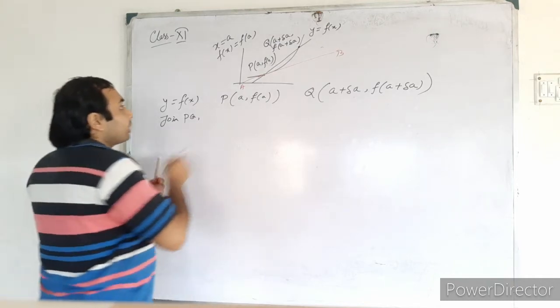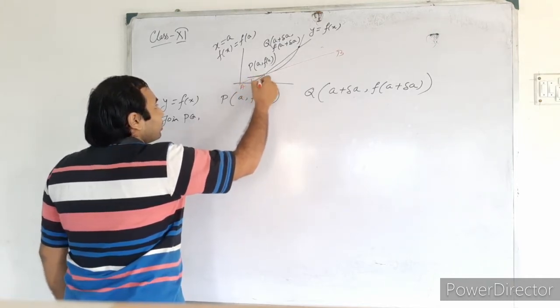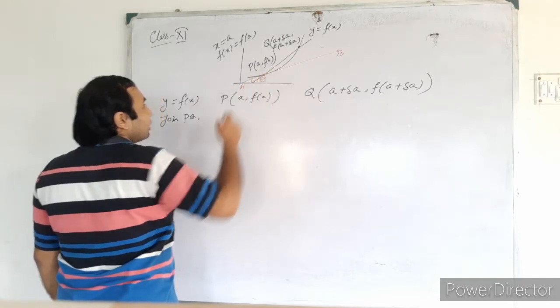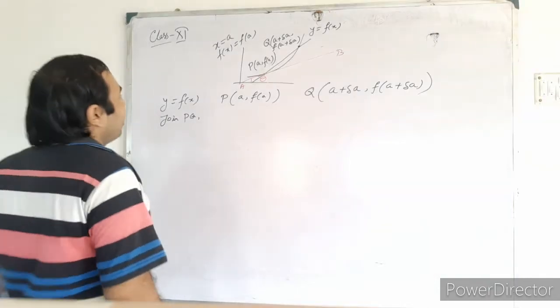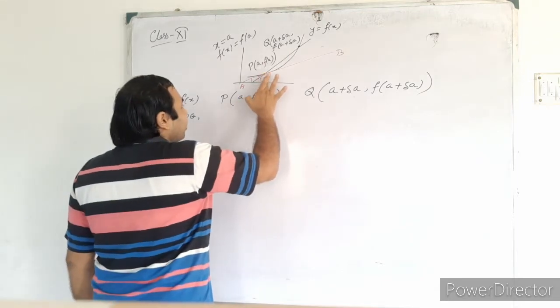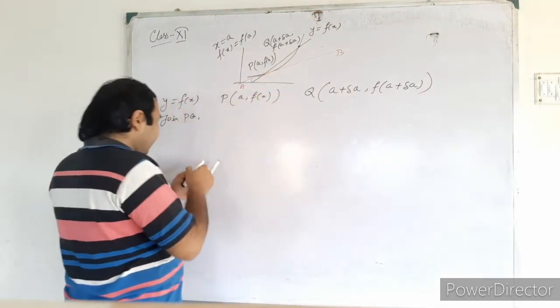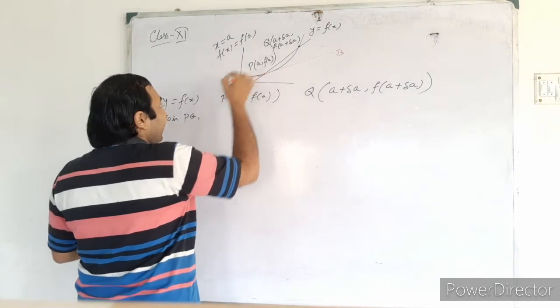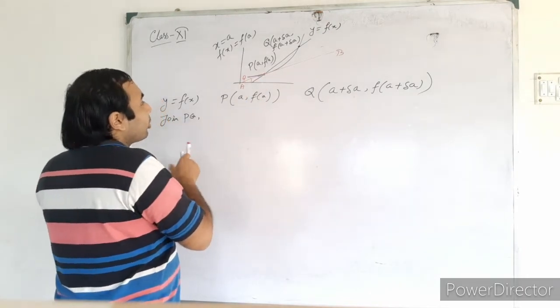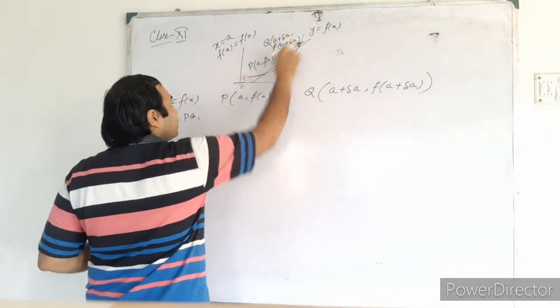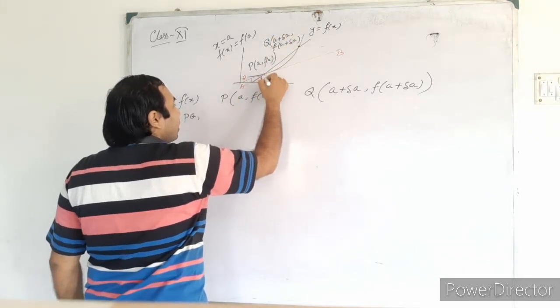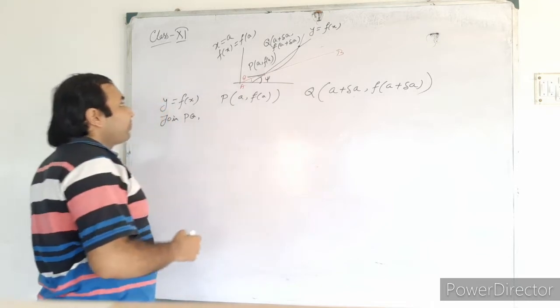So let us take the slope of the tangent as theta, and the slope of the chord as psi. This is the chord actually, because this is the curve, so obviously this is the chord.